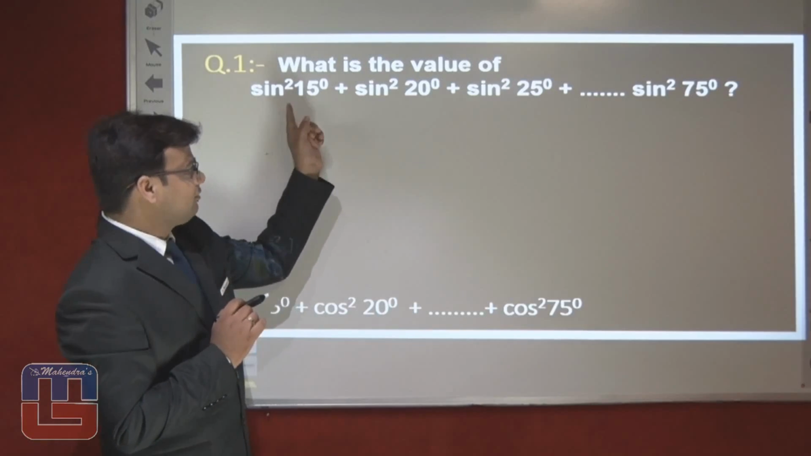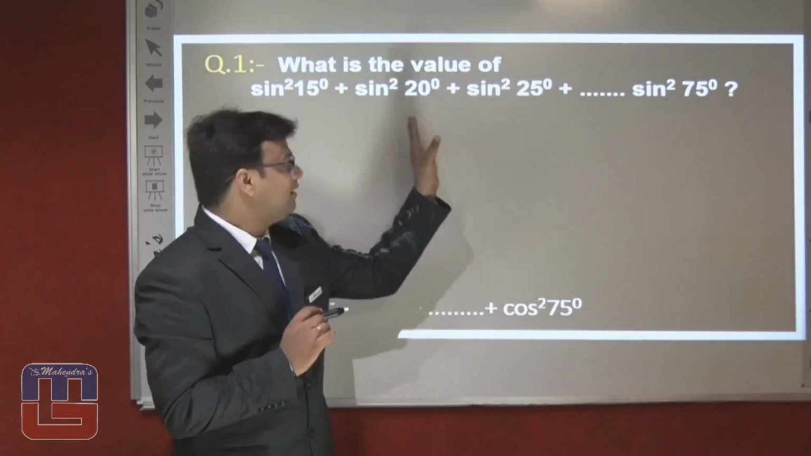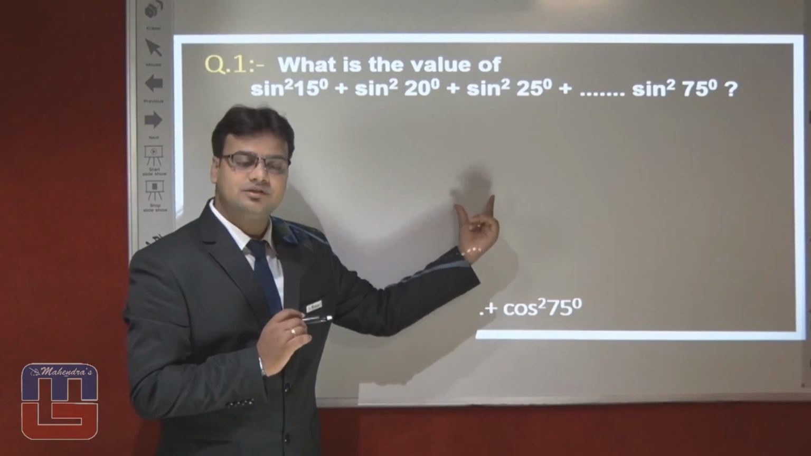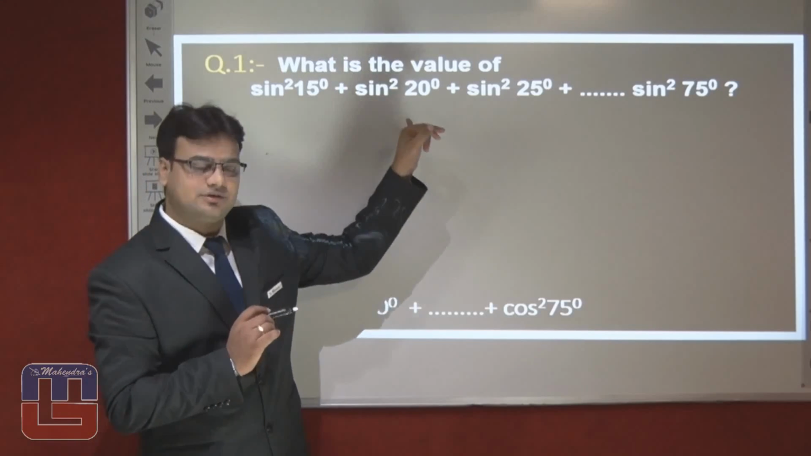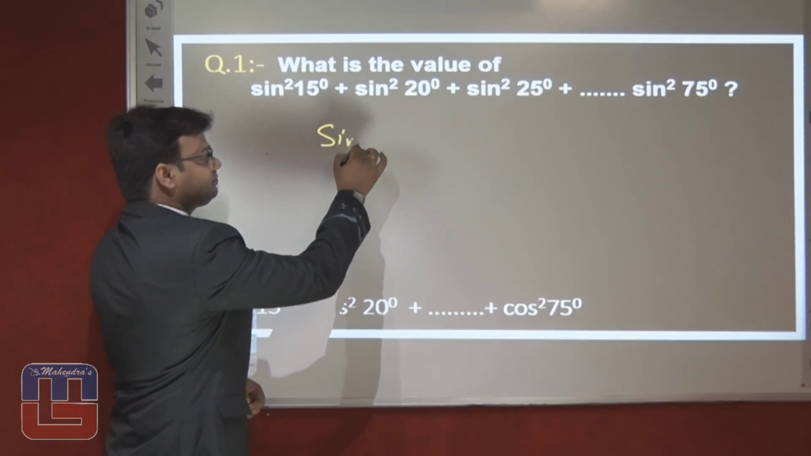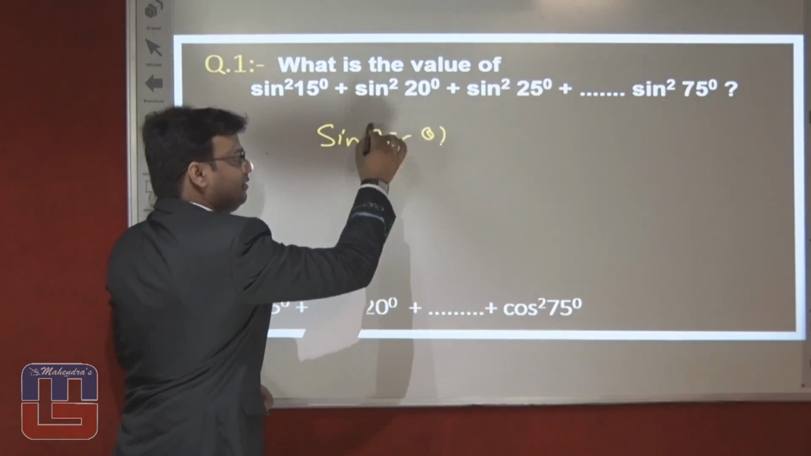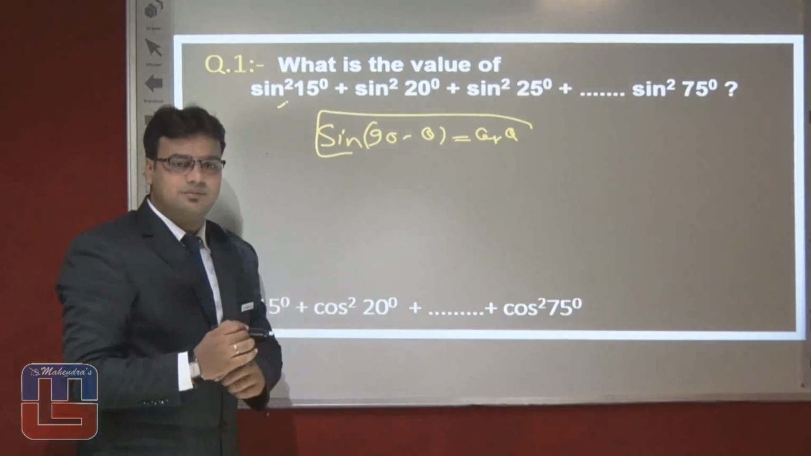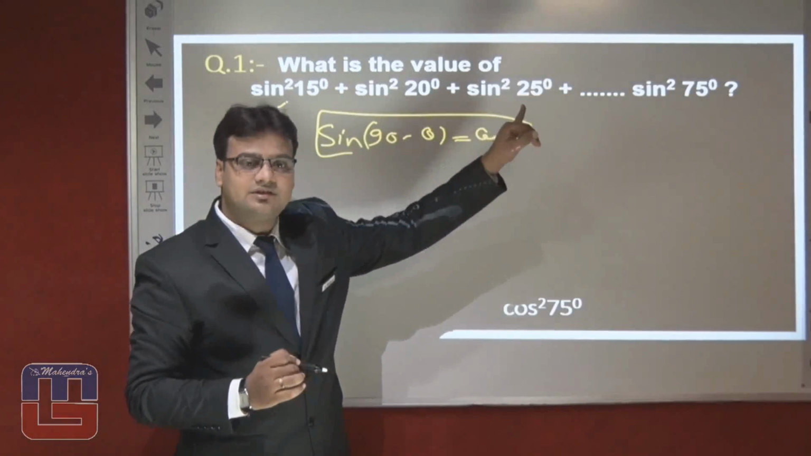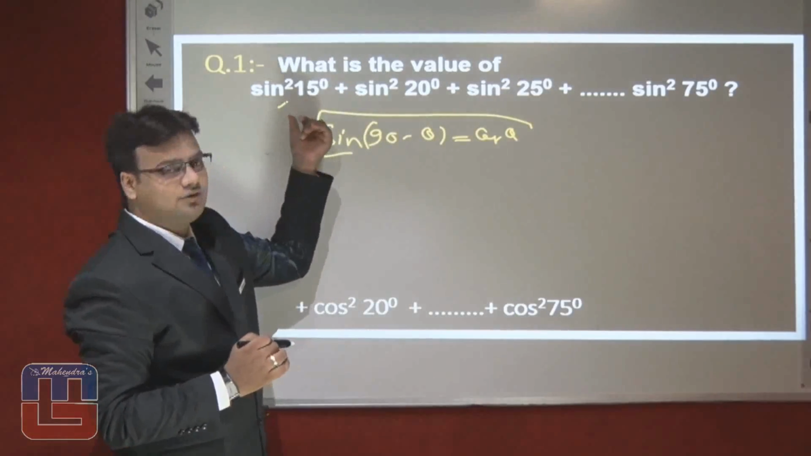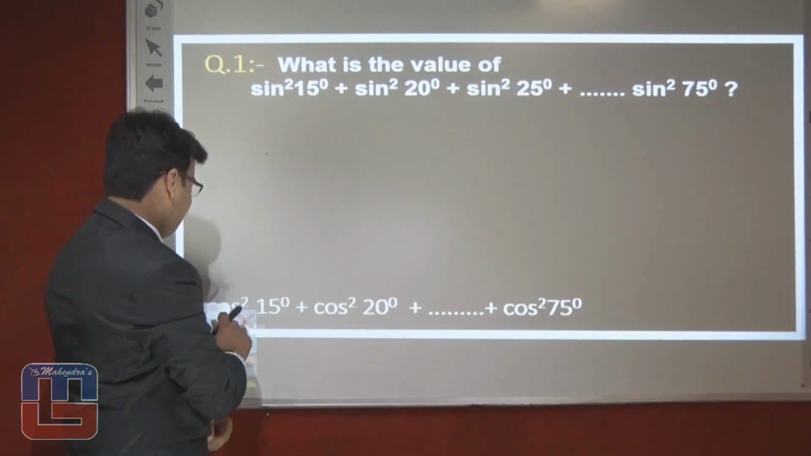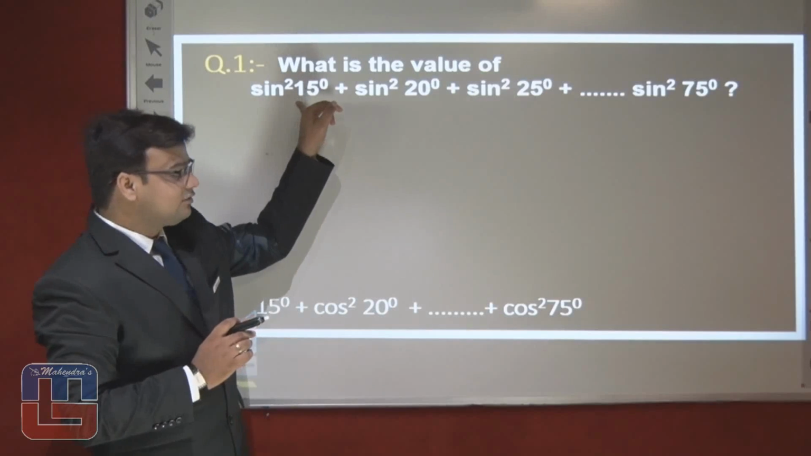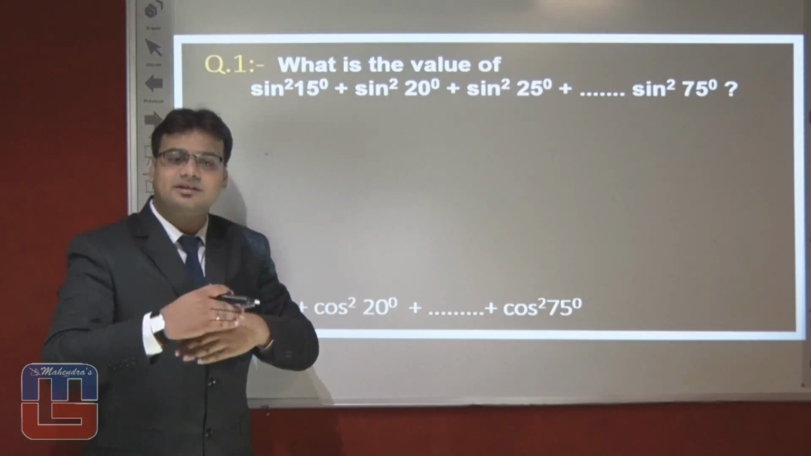Firstly, see sin square 15 and sin square 75. Both are complementary pairs. If the options are 1, 2, 3, 4, then change sin into cos. All of you know sin(90 minus theta) equals cos theta. Using this property you can change sin square 15 into cos square 75. But here the options are in the form of cos, so sin square 15 and the rest are all changed into their complementary pairs.